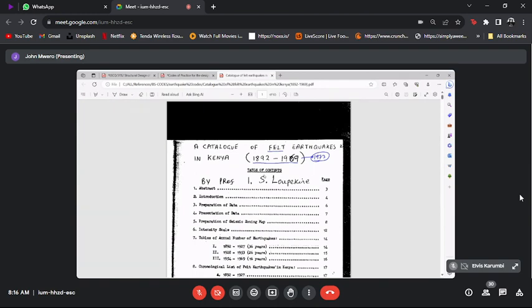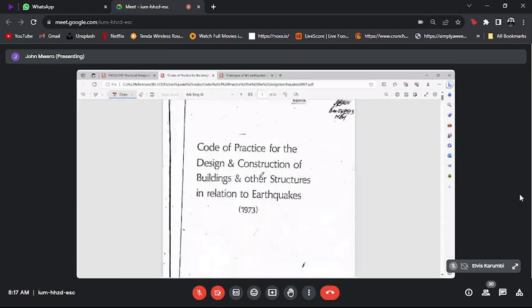So this is a document that Professor Lupekin prepared in those years. This gentleman recorded a catalog of felt earthquakes in Kenya between 1892 and 1969. So he recorded all the earthquakes that had been felt and were on record in Kenya between 1892 and 1969. He produced this document, and it was from this document of the earthquakes up to 1969 that this standard then was written.